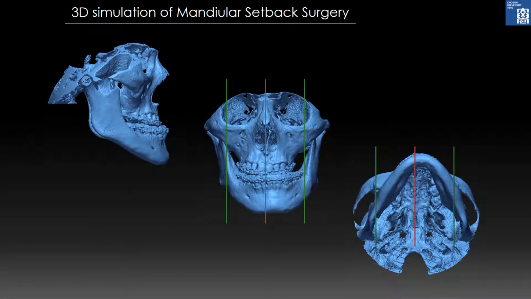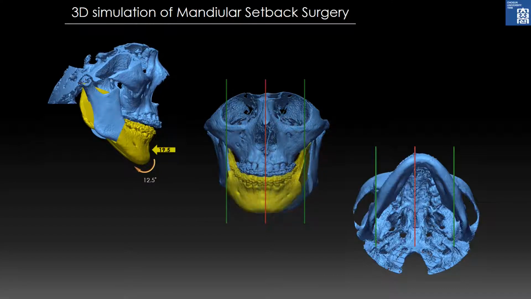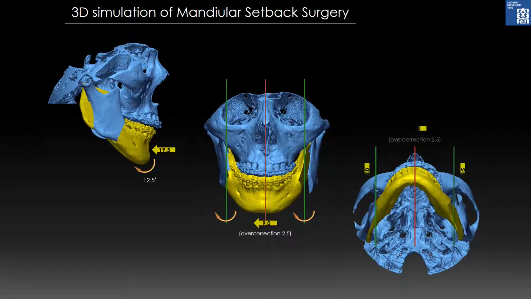3D simulation of single jaw surgery. Yellow shows distal segment of the mandible. Distal segment of the mandible was set back 19.5 mm and rotated clockwise 12.5 degrees. Roll correction was made along with 9 mm transverse shift of the distal segment. This included 2.5 mm of transverse overcorrection. Yaw correction was also made.